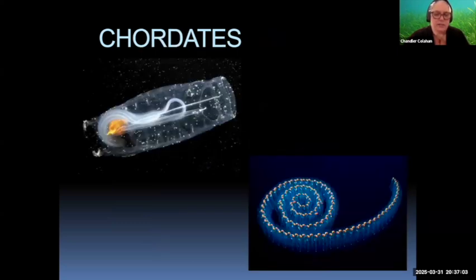We also have organisms called chordates. These are often gelatinous animals like salps, and they have what we call a notochord, or it's like a very primitive spinal cord.